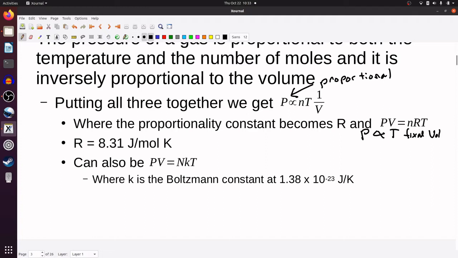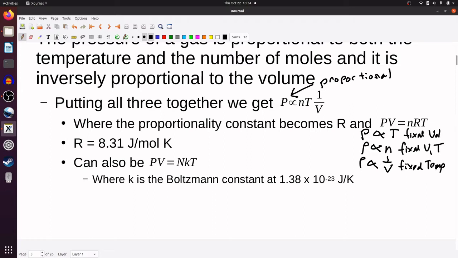So that's one thing. We also know that pressure P is proportional to n, your number of moles, at a fixed volume and temperature. Basically, the more particles you have, the higher the pressure, which completely makes sense if you envision a gas inside of a container. Another one we've got is that pressure is inversely proportional to the volume, at a fixed temperature.